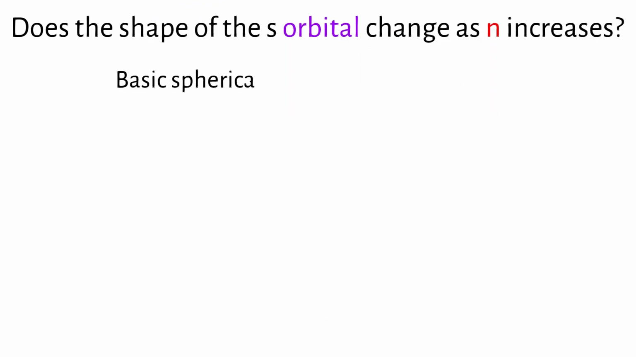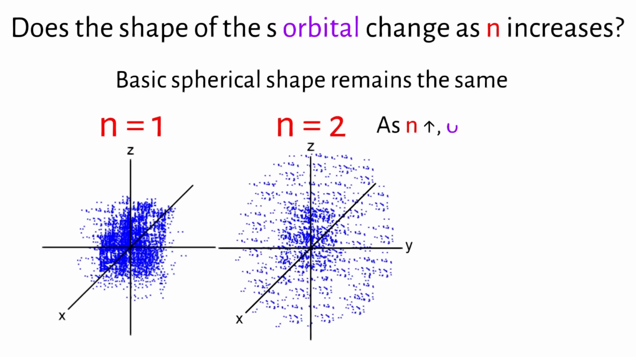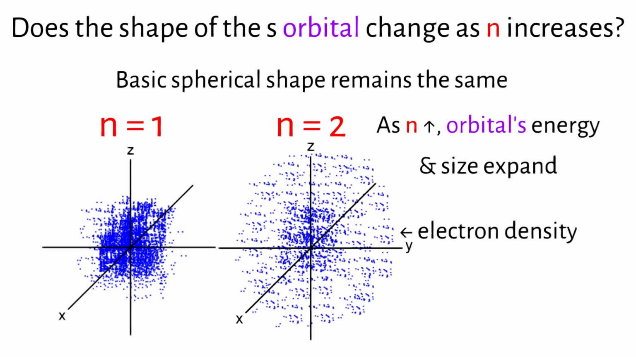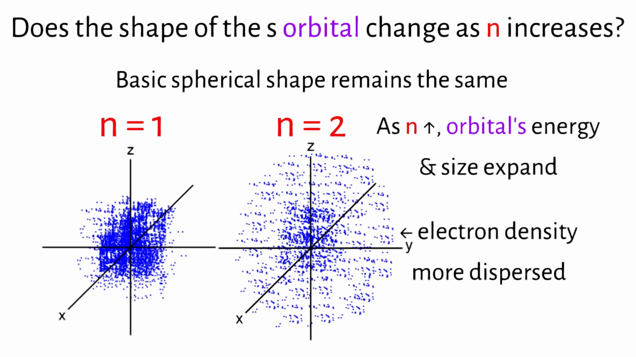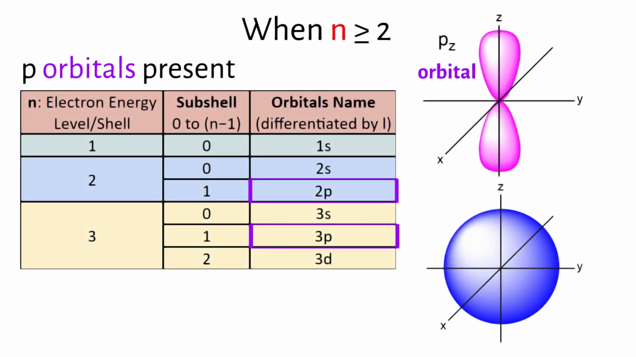While the basic spherical shape remains the same, as the principal quantum number n increases, the orbital's energy and size expand. Consequently, the electron density becomes more dispersed, enlarging the sphere and increasing the likelihood of finding the electron farther from the nucleus. When n is greater than or equal to 2, p orbitals are present, which have a much different electron density distribution than the s orbital.